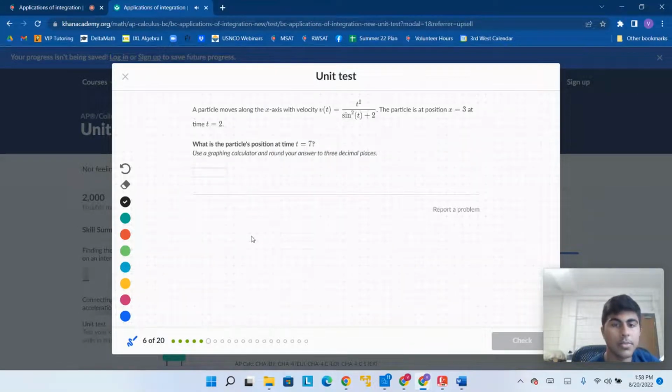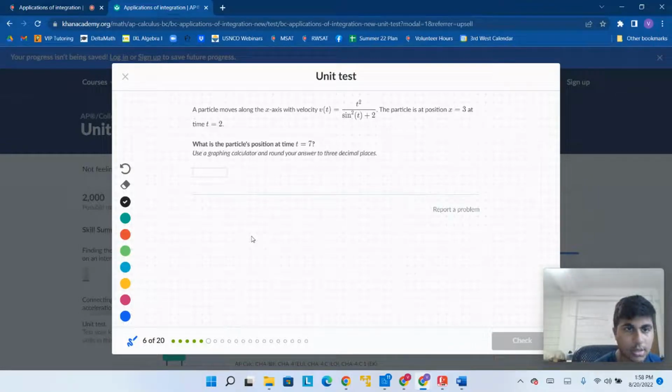All right. A particle moves along the x-axis with a velocity v of t equals t squared over sine squared t plus 2. The particle is at position x equals 3 at time t equals 2. What is the particle's position at time t equals 7? Well, let's see how we're going to do this. This is called accumulation. That's what this unit is called. We call it accumulation. And how does it work?